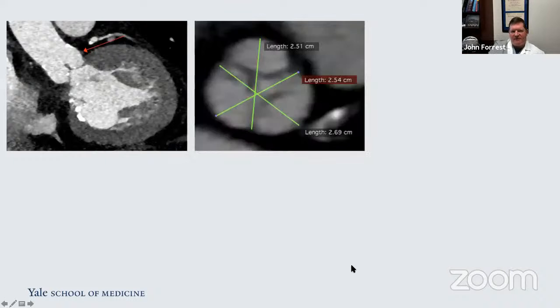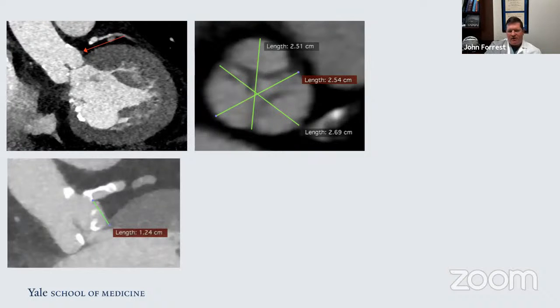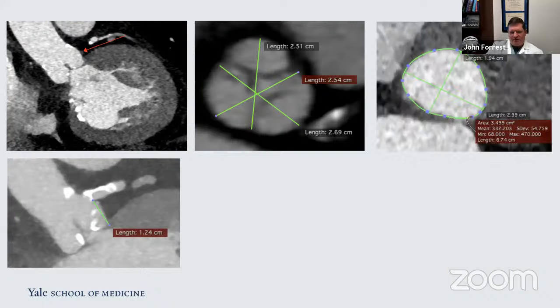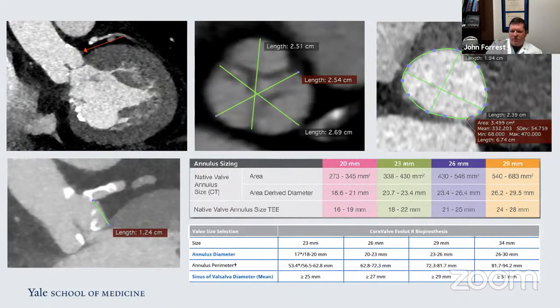Here are some shots of her sinus of Valsalva. You can see it there, measuring 25, 25, and about 27. You can see the height of her left main here, about 12 millimeters. Here you can appreciate at the level of her annulus, it has an area of 350 and a perimeter of a little over 67.